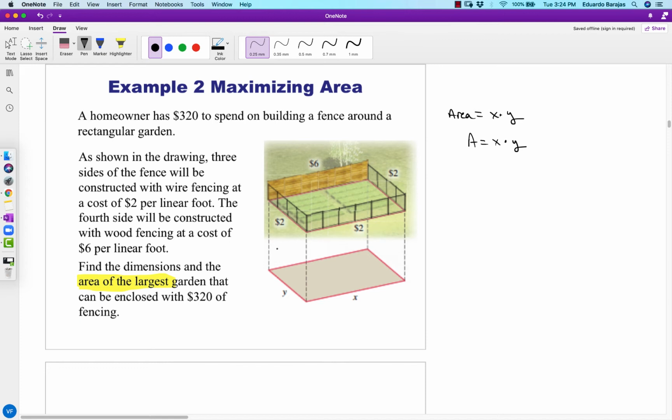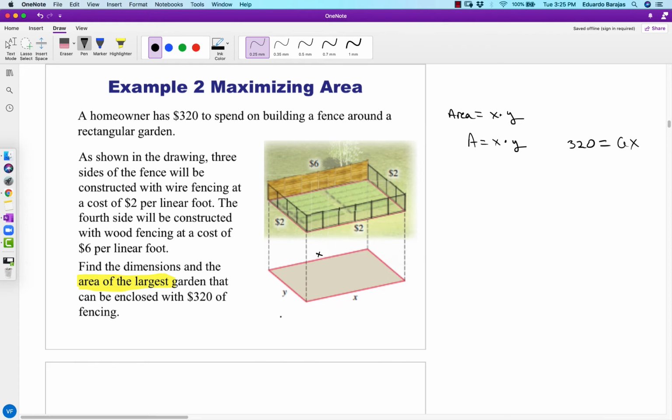We're told that the cost of creating this is going to be $2 for the wire fencing and $6 for the wood fencing. There's only one wall that's going to be wood fencing, and it's of length x, right? It's this one over here. This one over here is also x back there, and this one is $6 per foot. So if we think about the entire price of the entire fence, we are told that it's got to be equal to $320. And from that will be x times 6. However long x is, we have to multiply that by 6. Like if x is 10 feet, we multiply it by 6, so it'll be $60.